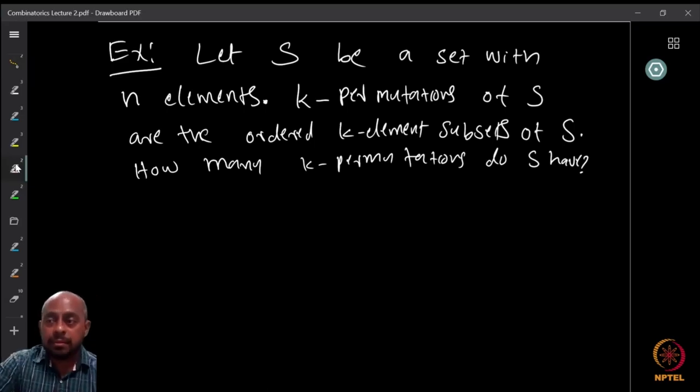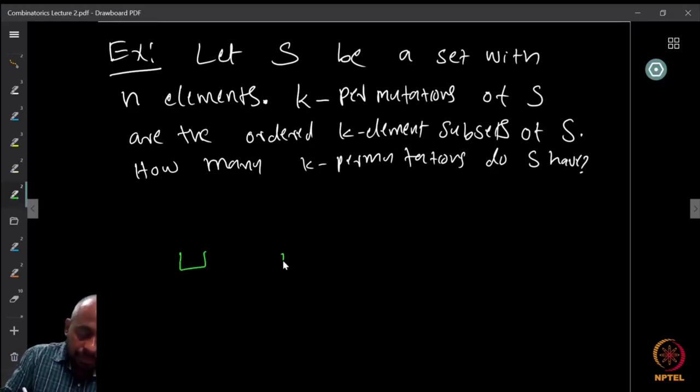Now how do you count this? Well, from the previous question that we looked at, we might have a good idea about it, right? So I start with a set S which has exactly n elements. Now I want to form a k-permutation, which means that I need to order k elements, whichever k elements I am going to have, in a particular manner, right? So I fix, let's say, k positions: 1, 2, 3, etc. up to k, right?